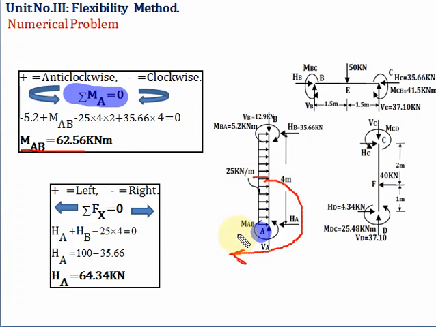After that, we'll find out the horizontal reaction at A. For that, we are applying the equilibrium equation summation Fx equal to 0. So HA plus HB will be equal to the force, that is 25 into 4. Here we know the value of HB, 35.66. So 100 minus 35.66, we'll get the horizontal reaction at A as 64.34. And the vertical reaction at A will be equal to the vertical reaction at B, that is 12.9. Here it is equal and opposite. For that you can use the equilibrium equation summation Fy equal to 0.